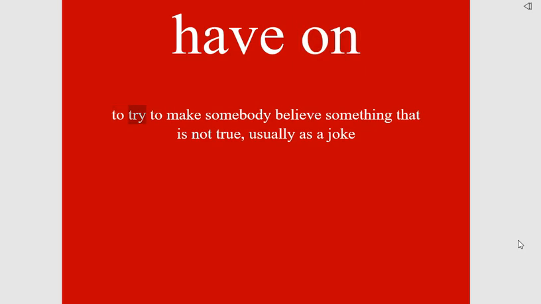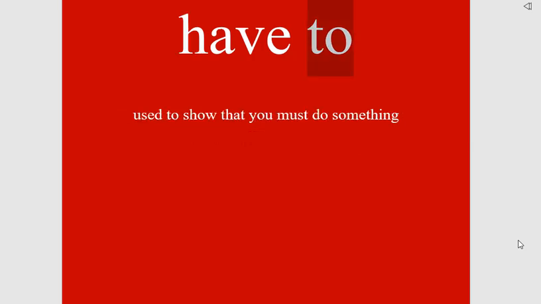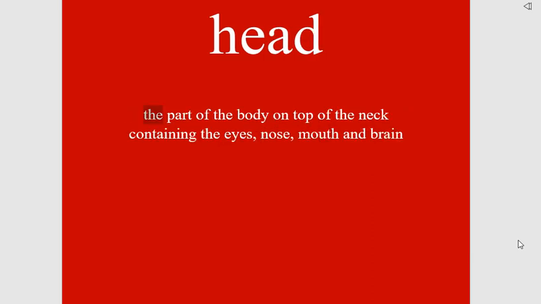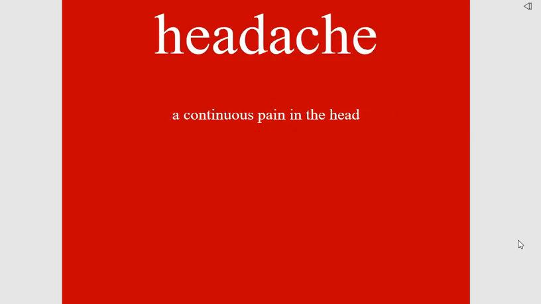Have on. To try to make somebody believe something that is not true, usually as a joke. Have to. Used to show that you must do something. He. A male person or animal that has already been mentioned or is easily identified. Head. The part of the body on top of the neck containing the eyes, nose, mouth, and brain. Headache. A continuous pain in the head.